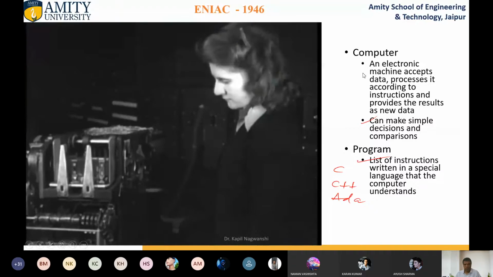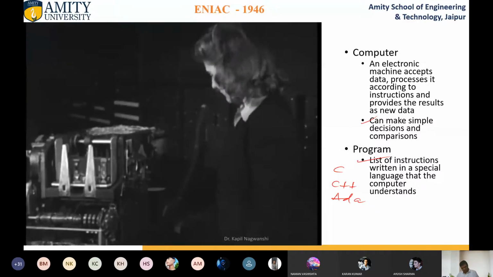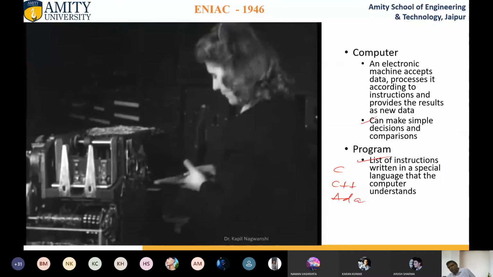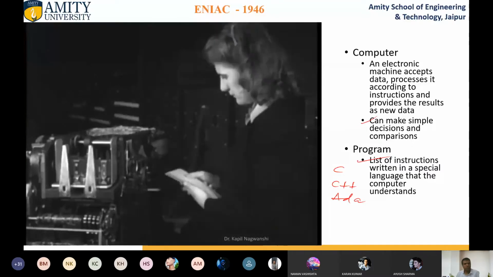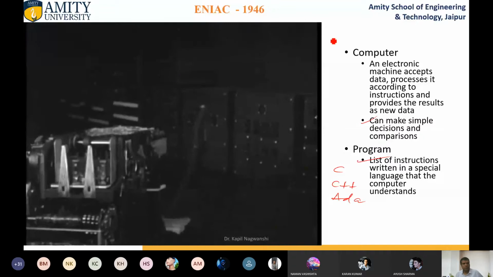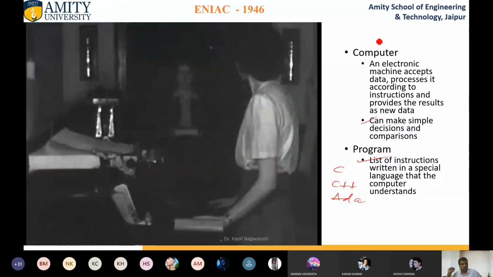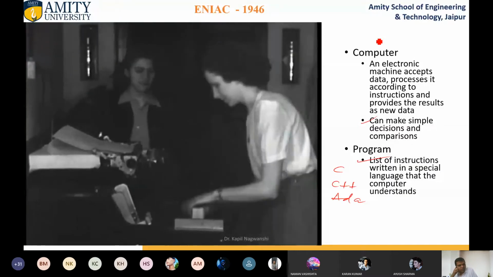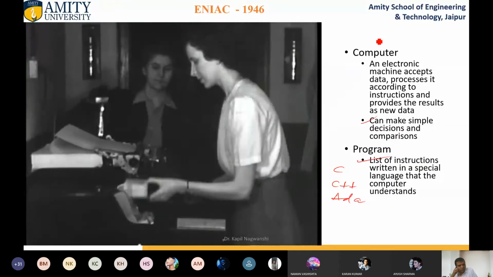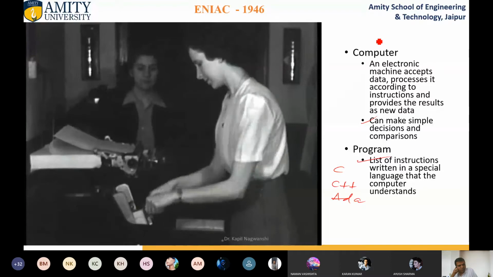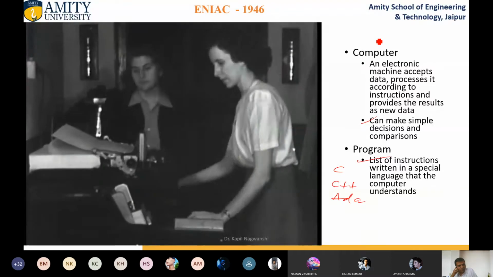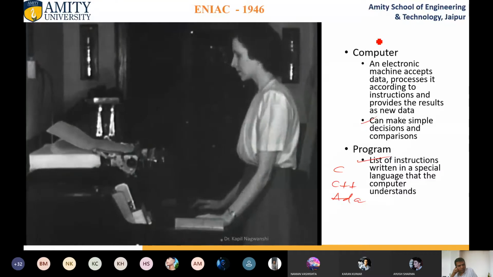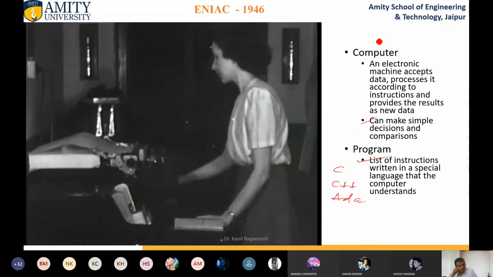ENIAC was initially designed to calculate artillery firing tables for the United States Army's Ballistic Research Laboratory. A typical ballistics calculation that previously might have taken 12 hours using a desktop mechanical calculator could now be done in just 30 seconds. The ENIAC's other applications included weather prediction, atomic energy calculations, cosmic ray studies, thermal ignition, random number studies, wind tunnel design, and other scientific uses.